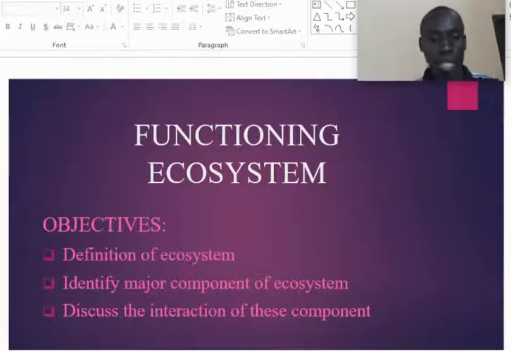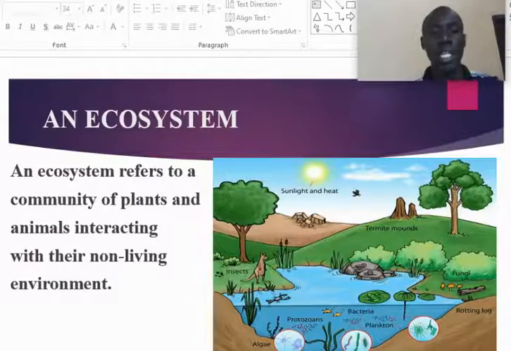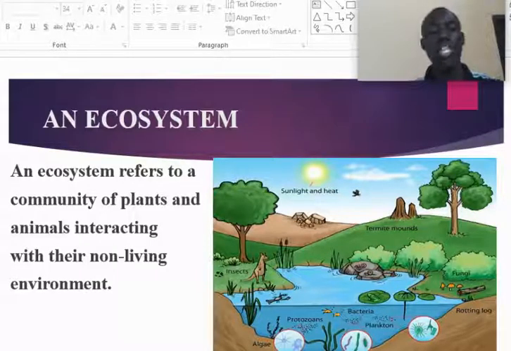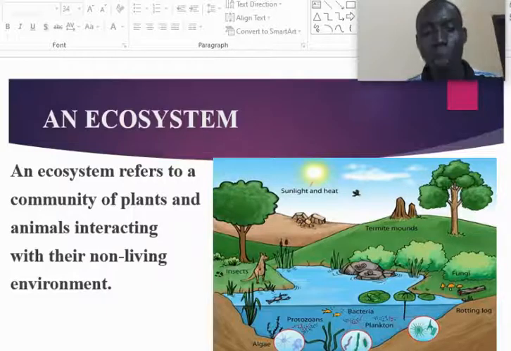Now, the main purpose, the objectives of this lesson, is for you to be able to define what an ecosystem is all about, and also to identify the major components of an ecosystem. Thereafter, you can be able to discuss it with your friends. Whenever you see it, you can discuss those major components of an ecosystem. What then is an ecosystem? An ecosystem is an interaction between plants and animals with their non-living components in a particular environment.